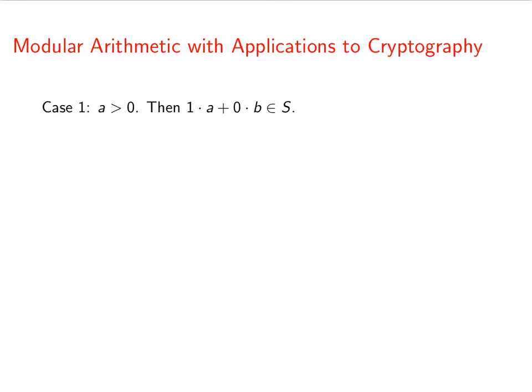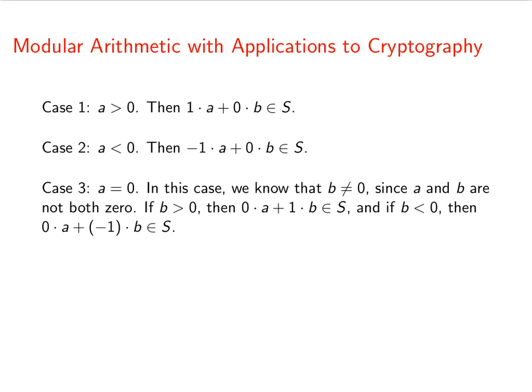All right, so in case 1, if a is positive, then all we need to do is say 1 times a plus 0 times b. That's an element of S. What if a is negative? Then we just need to do negative 1 times a plus 0 times b. That'll be an element of S. Okay, what if a is 0? Well, in that case, we know that b has to be non-zero because a and b are not both 0. So if b is positive, then we'll just do 0 times a plus 1 times b. That's an element of S. And if b is less than 0, then we'll do just like we did in case 2. We'll say 0 times a plus negative 1 times b. That's an element of S. So no matter what case we're in, we've proved that S is non-empty. There's something that's in S.